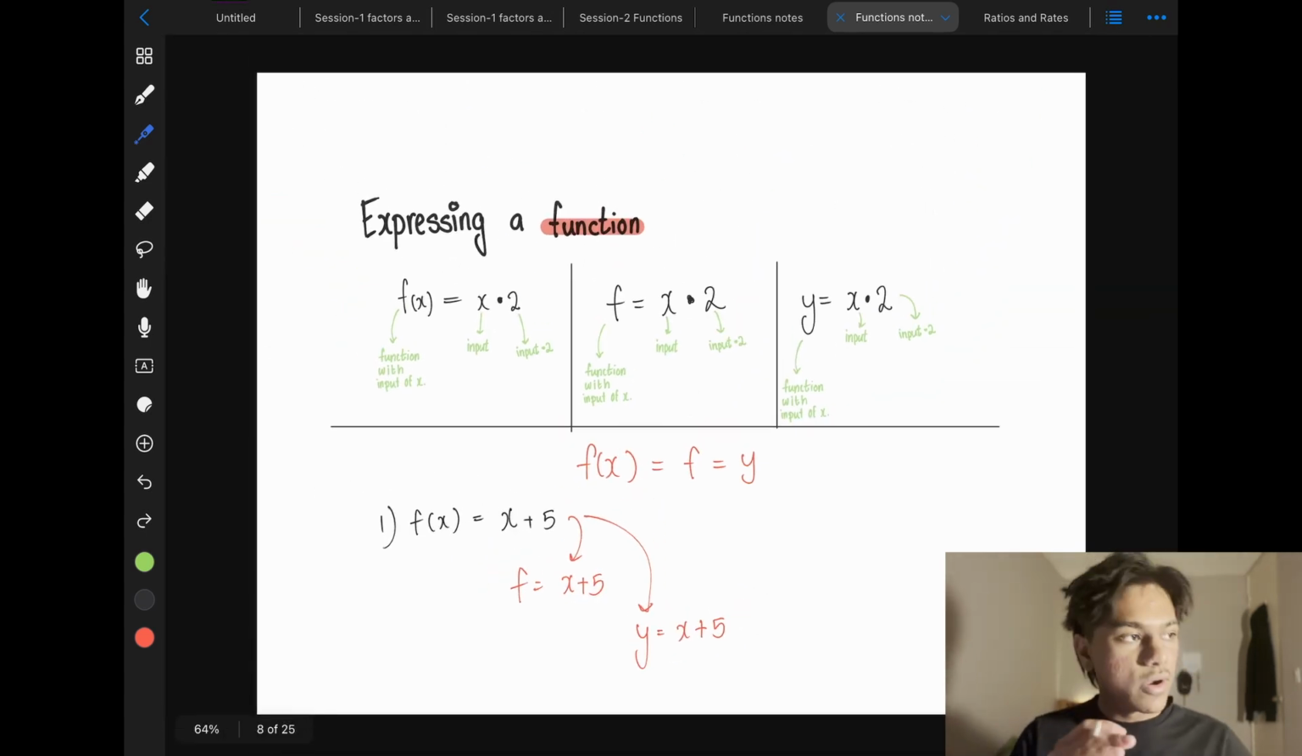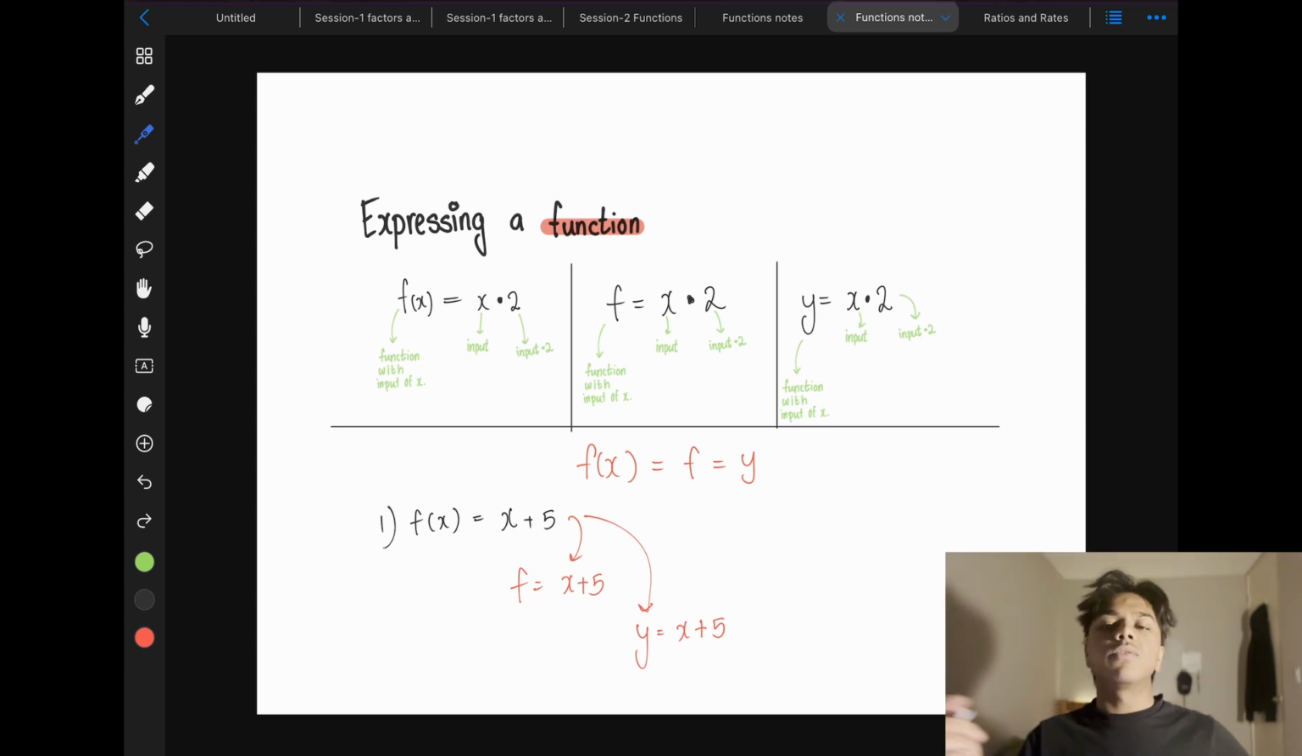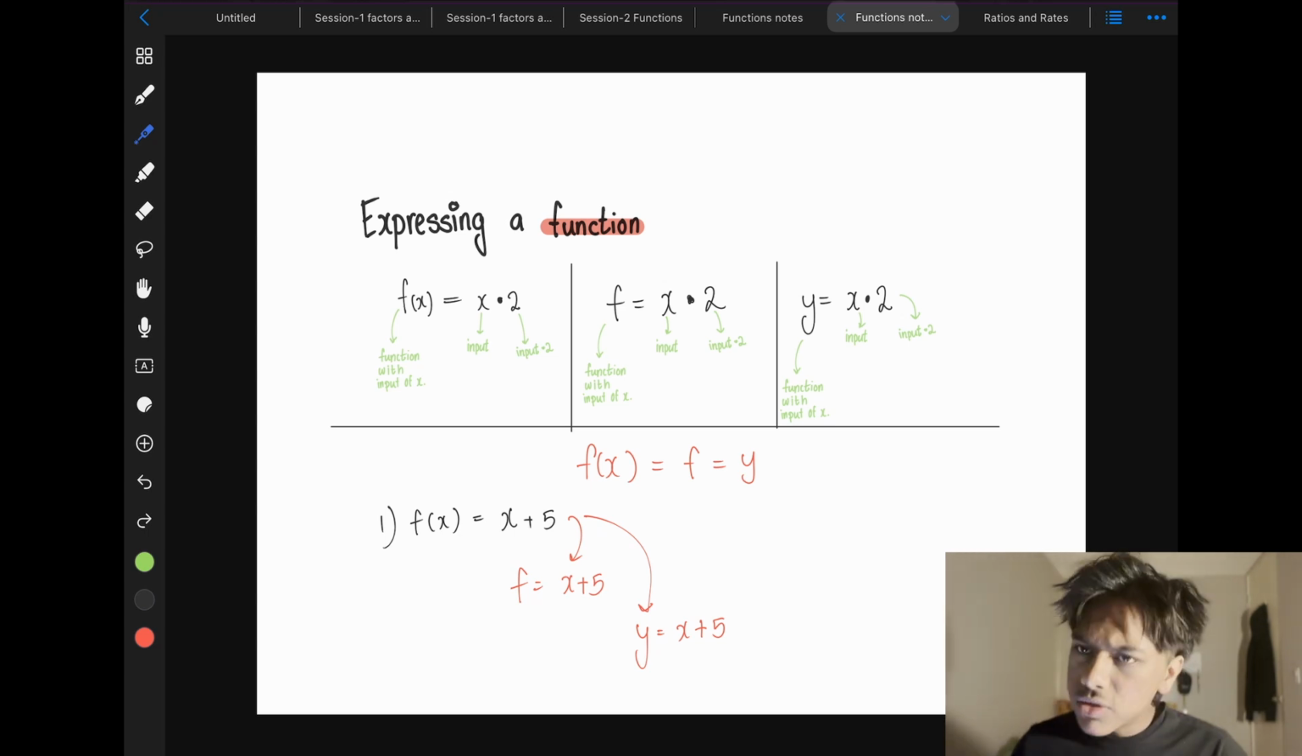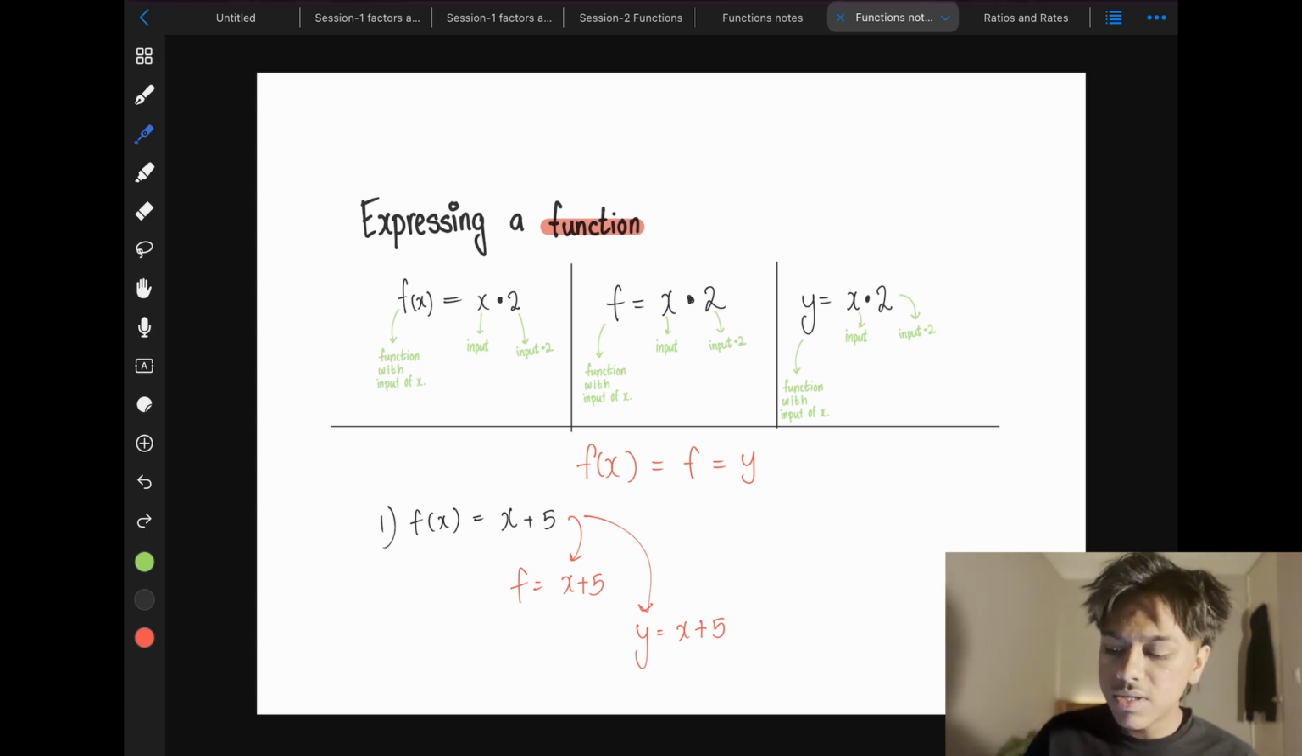Alright, now that you know how to describe a function, let's take one more example. Let's try expressing a function, and while doing so, we'll also learn one more thing. We're going to learn about independent and dependent variables, which is a pretty neat topic, and you'll enjoy it so much.